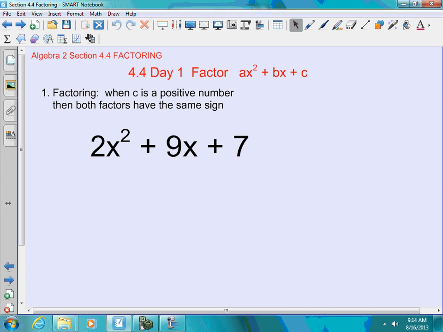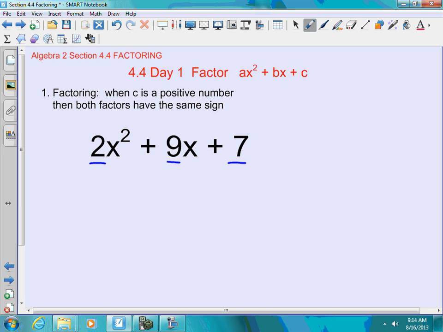In other words, look at 2, 9, and 7. Is there a number that will divide 2, 9, and 7 other than 1? Well, 2 is a prime number and 7 is a prime number, so that tells us there is no other common factor other than 1 for those numbers. We also look at the variables, the x. If x is in all 3 terms, then we can factor out some power of x. X is only in 2 out of the 3, so we cannot factor out an x.